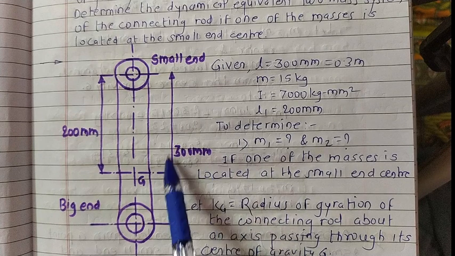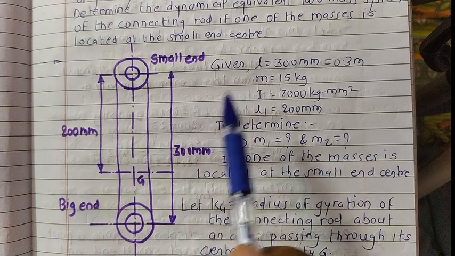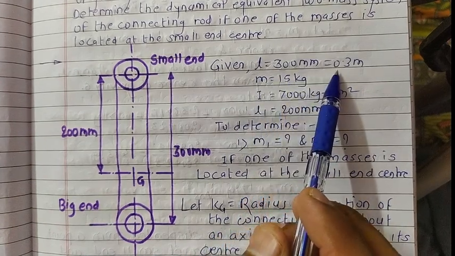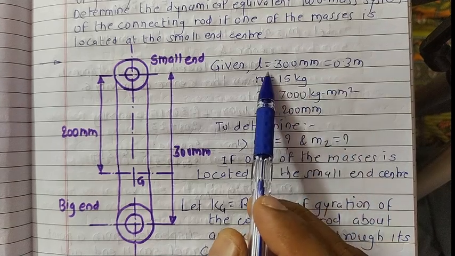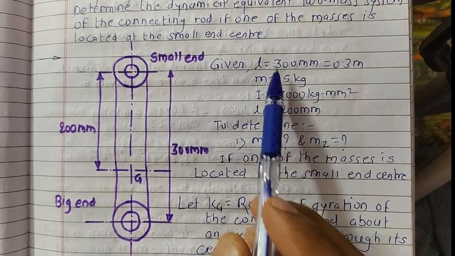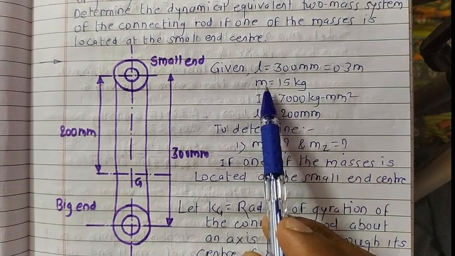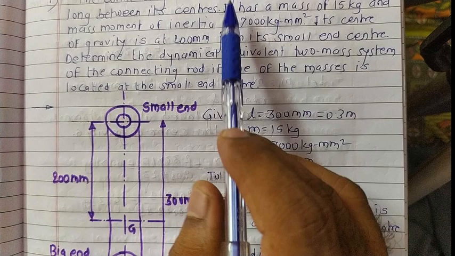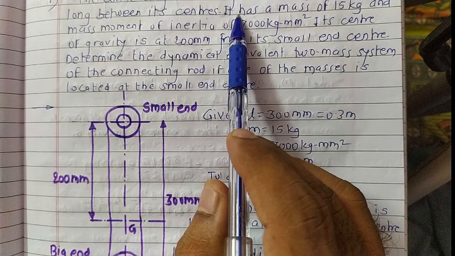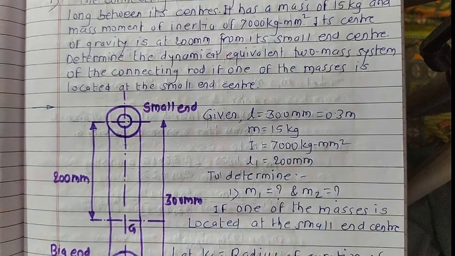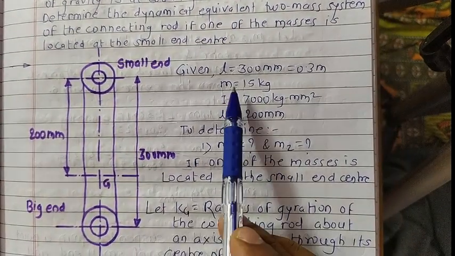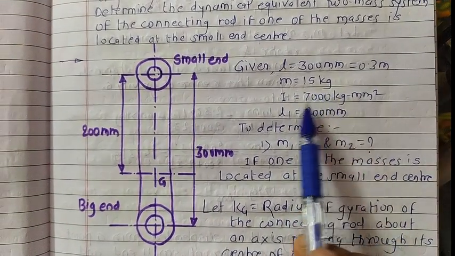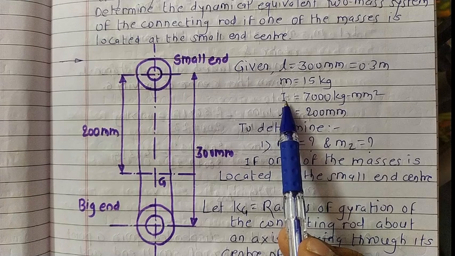So first of all, write down the distance between its centers, that is L equals 300 mm. Just convert this into meters, or right now just keep this as it is in mm. Next information given: it has a mass of 15 kilogram and mass moment of inertia 7000 kilogram mm square. So write clearly, the mass is given as 15 kilogram, and the mass moment of inertia is 7000 kilogram mm square.